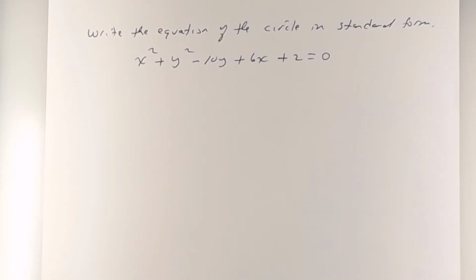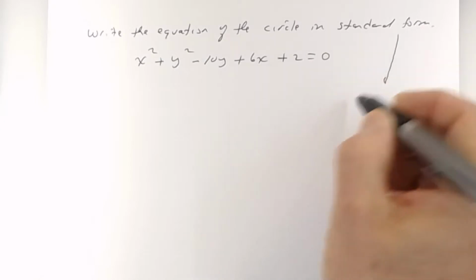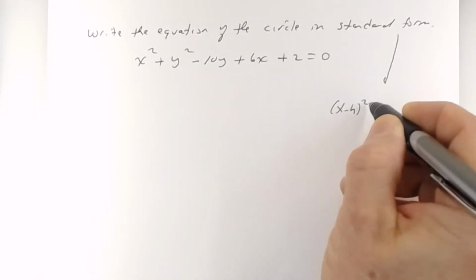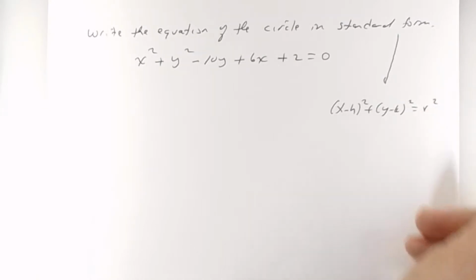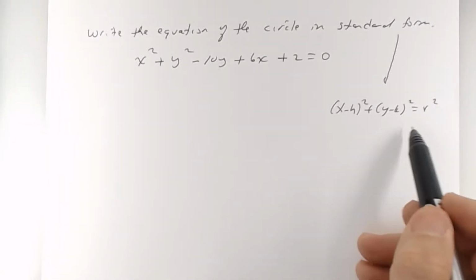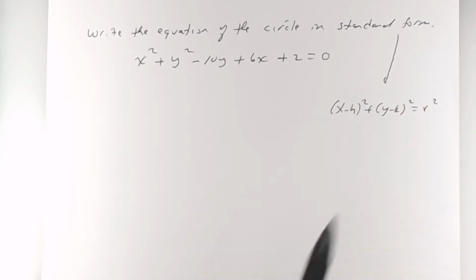So if I want to write this equation that's in general form in standard form, remember standard form is this. It's x minus h squared plus y minus k squared equals r squared. That's the equation in standard form. So if I want to go from here to here, what is it I've got to do? What's that process called? Complete the square. I've got to complete the square.